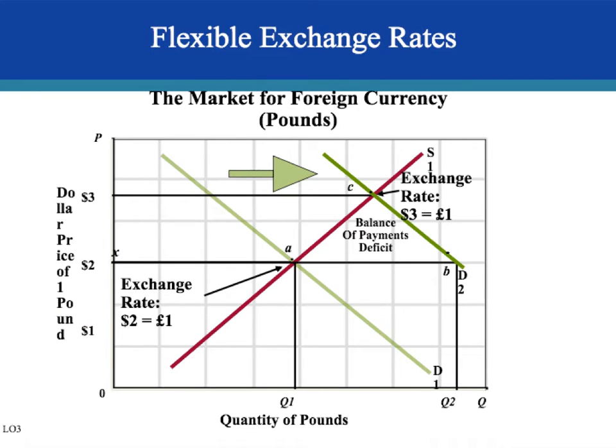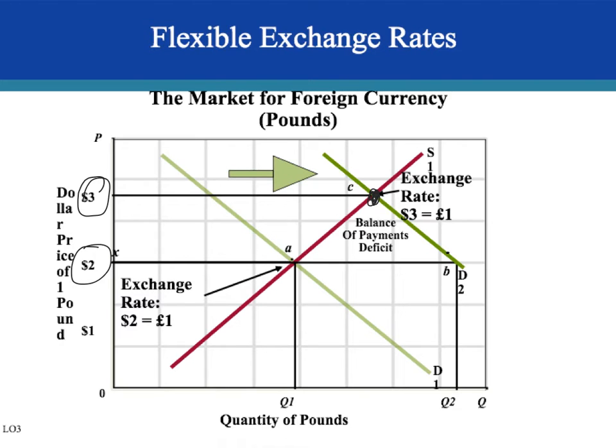Okay, so under flexible exchange rates, if there's an increase in the demand for pounds, let's say US income rose, and so US citizens now want to buy more British goods, so they demand more pounds, and what happens is that the dollar depreciates against the pound. So before it was $2 to buy a pound, now it's $3 to buy a pound, and the pound appreciates against the dollar.